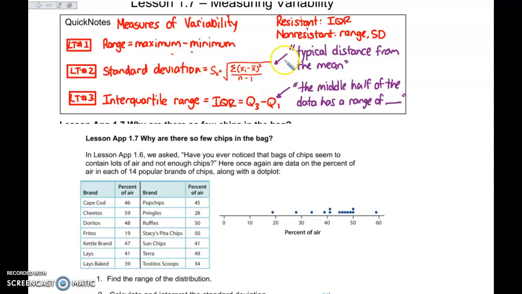Okay. When you are writing the standard deviation, once you get that number, you can basically say that the typical distance from the mean is that value. That's what it actually means.